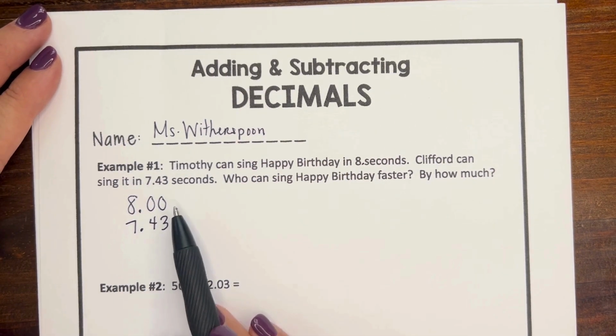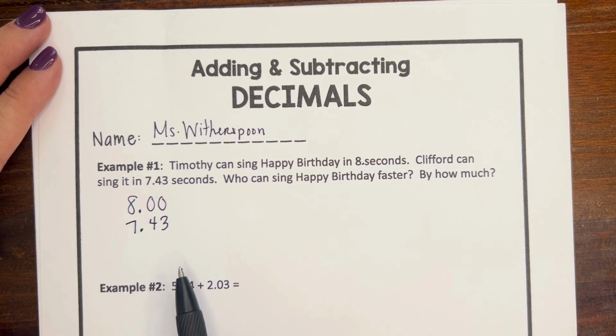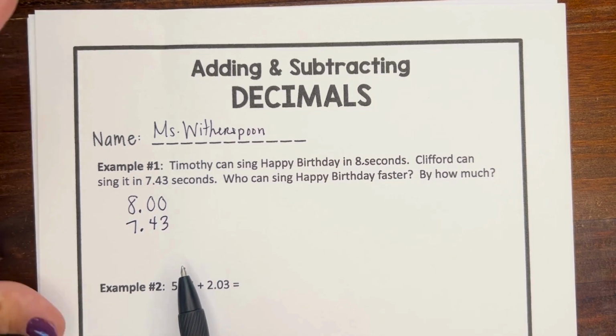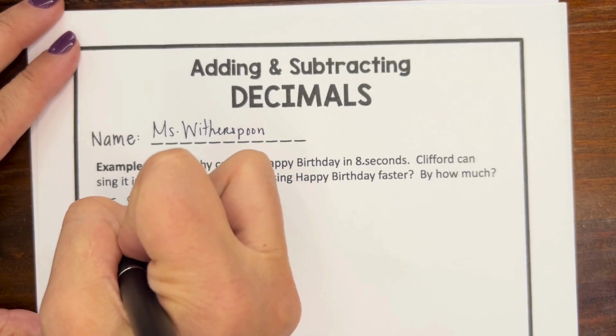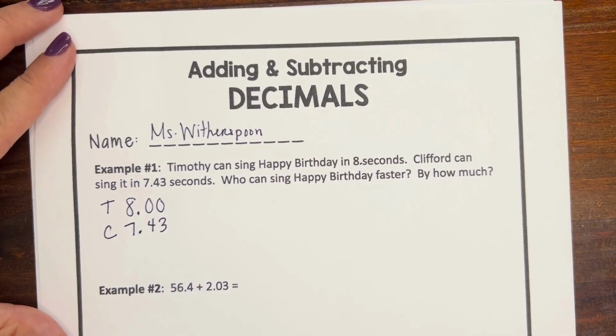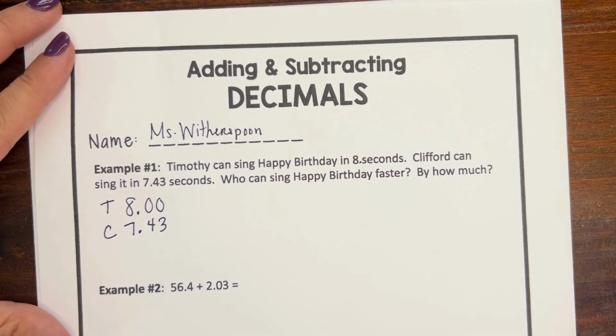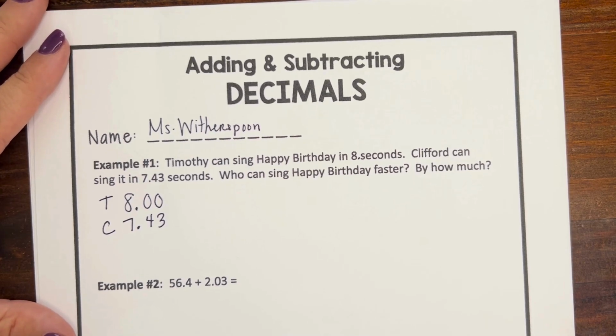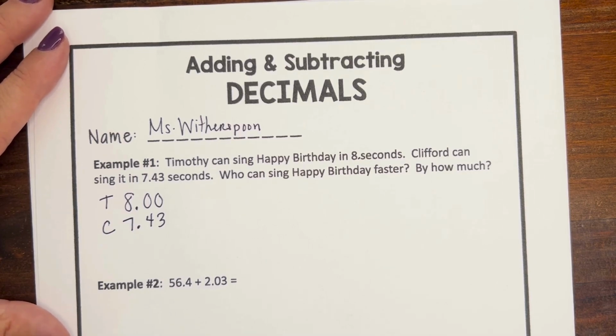So which of these 2 numbers is greater? 8 seconds. Let's write that this is Timothy and that this is Clifford. Who sang Happy Birthday faster? Remember, faster means it took them less time. Clifford finished first because he took less time. To find out how much faster, we're gonna need to use subtraction with regrouping.